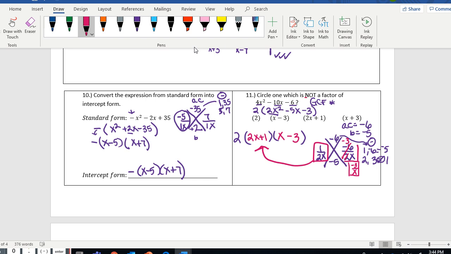Which one is not a factor? Well, 2 is. X minus 3, it's right there. 2x plus 1 is right there. This is the only one that's not a factor.